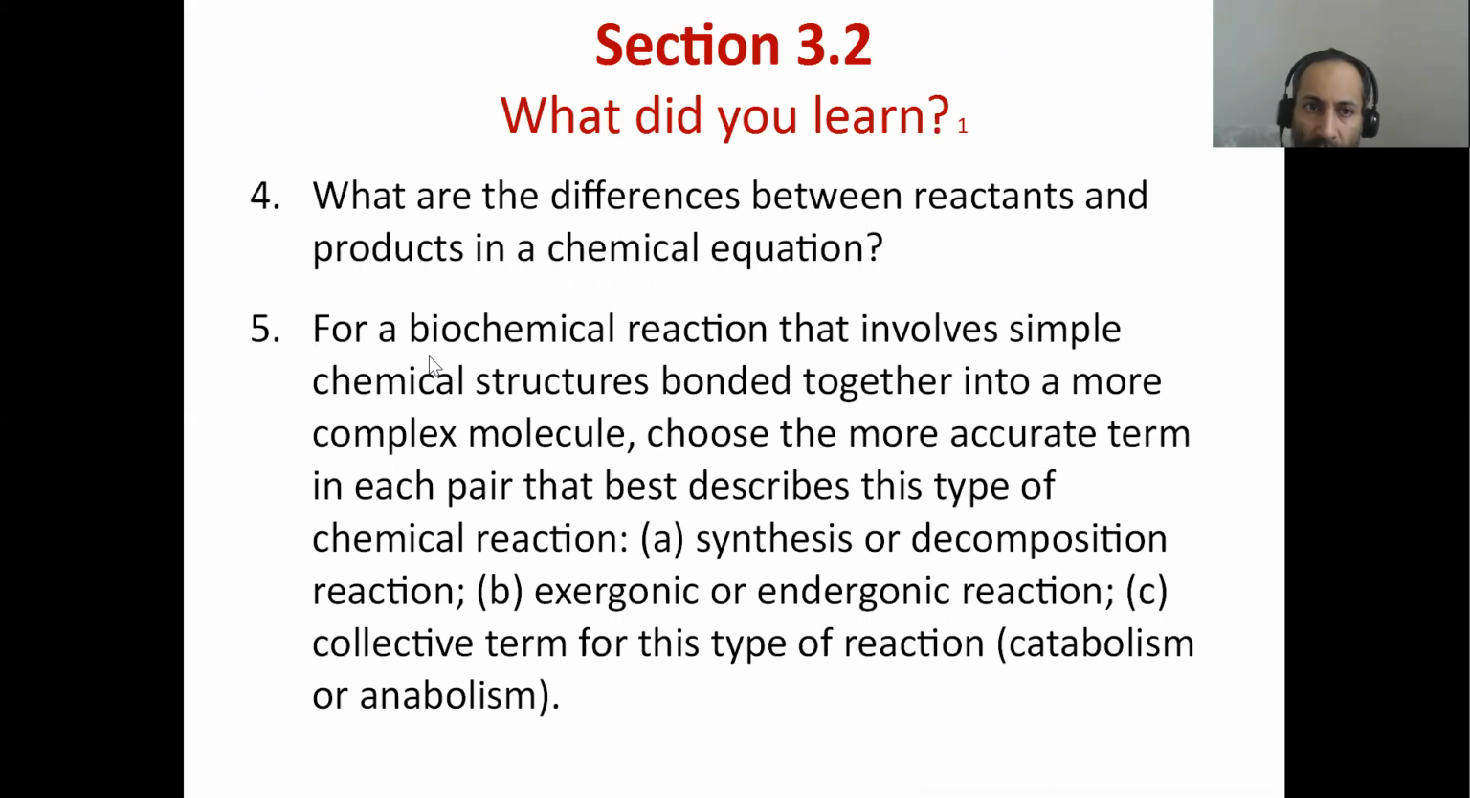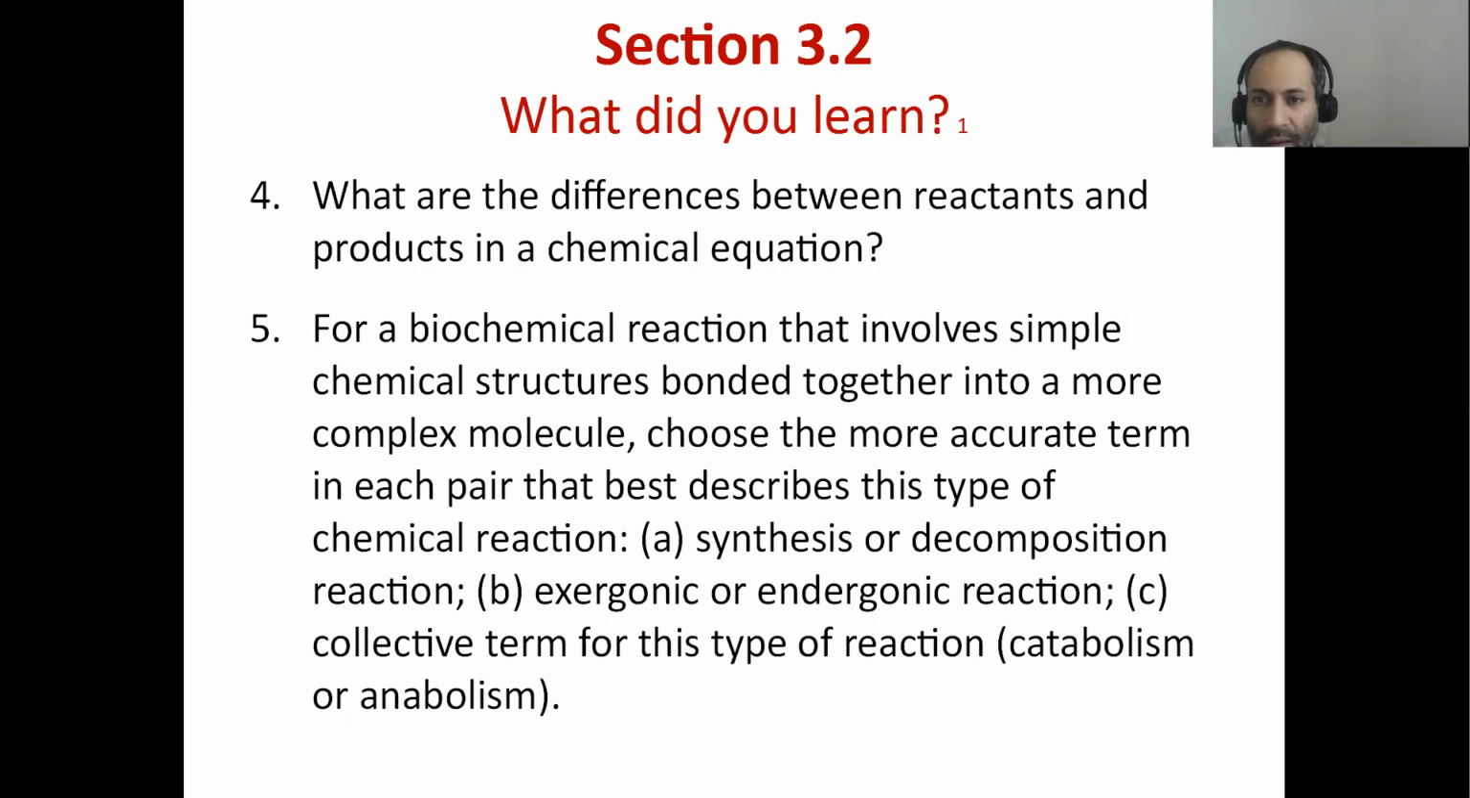What are the differences between reactants and products? Reactants are the substances that join together to form a product. For a biochemical reaction that involves simple chemical structures bonded together into a more complex molecule, choose the most accurate term in each pair for this type of chemical reaction. Okay, so synthesis or decomposition reaction. So if you're bonding together, that's synthesis, right? Bonding together is synthesis.